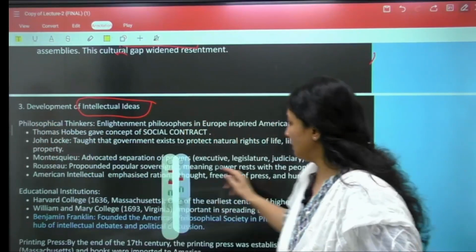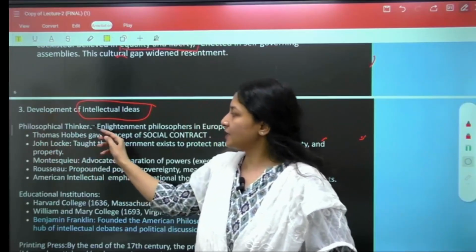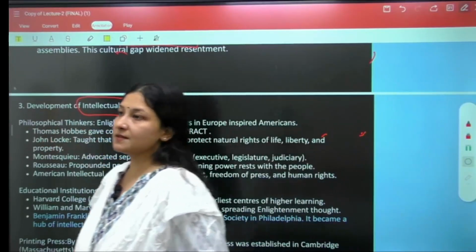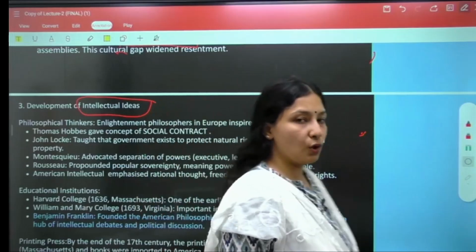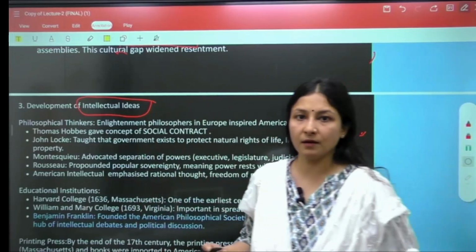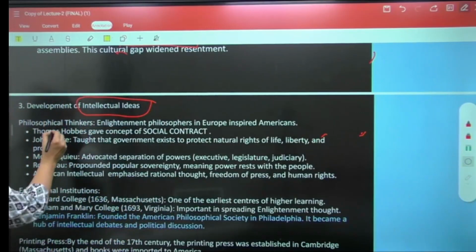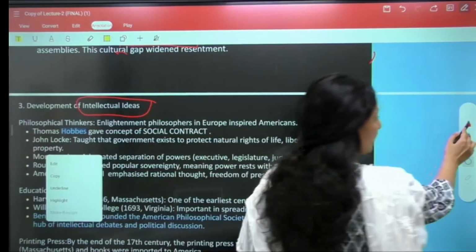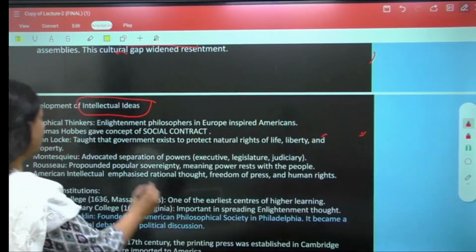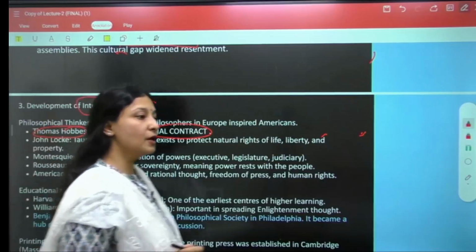Third thing which we will see over here is the importance of the intellectual ideas or the philosophical thinkers over here. Okay, the Enlightenment philosophers which we have discussed: Thomas Hobbes, Rousseau, John Locke, Voltaire, Montesquieu. These 4, 5 people you have to remember. So Thomas Hobbes, he gave the concept of social contract theory.